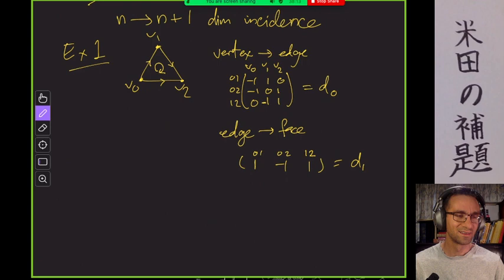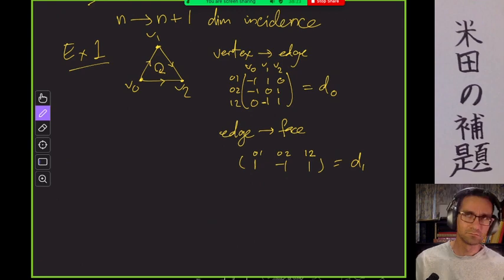And so we have a plus 1 if the orientations agree, and a minus 1 if the orientations are opposite.